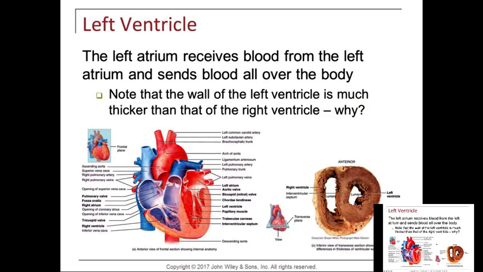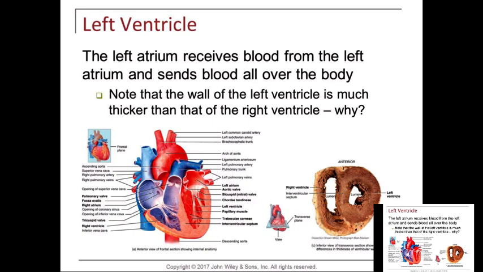The left atrium receives blood and sends blood all over the body. Let me see what that means. The left atrium is receiving blood from the left and right lungs. Okay? That's it. The left atrium is receiving blood from the left and right lungs, and then it's got to pump it down into the left ventricle.